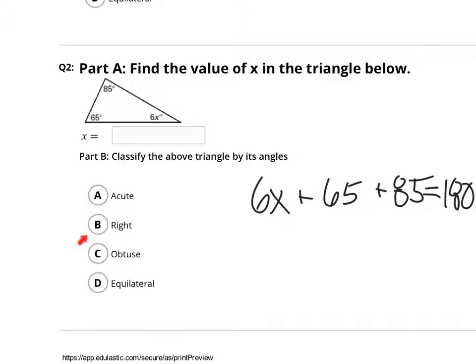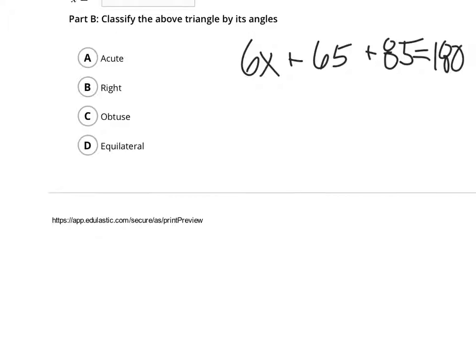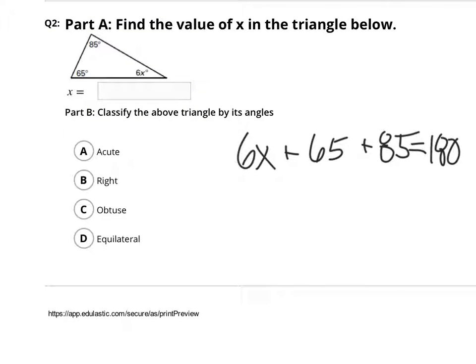And is it an acute, right, obtuse, or equilateral triangle? Remember, to be obtuse, all you need is one angle. If it's acute, they all three have to be acute. And if there's one right angle, that makes it right. If it's equilateral, it means all three sides are the same. We're talking about angles here. That's for question 1 and 2 if you need to go back to it.